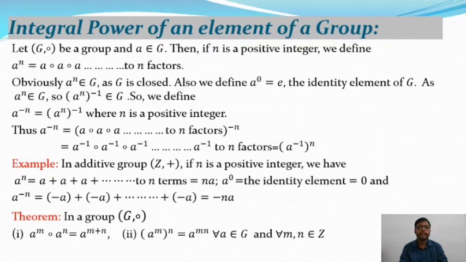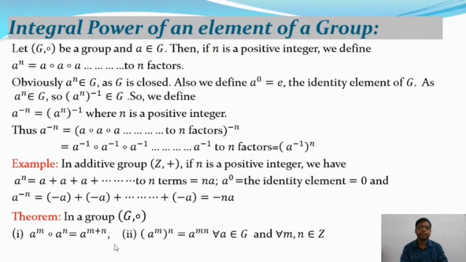So 0 is the identity element in that group Z, plus, and a to the power minus n, the integral power of any element of the group, can be written as minus n into a, and a to the power n can be written as n into a. After that we will take a theorem on the integral power of an element of a group G with composition. Let a be an element and m, n be two integers, then a to the power m composition a to the power n equals a to the power m plus n.